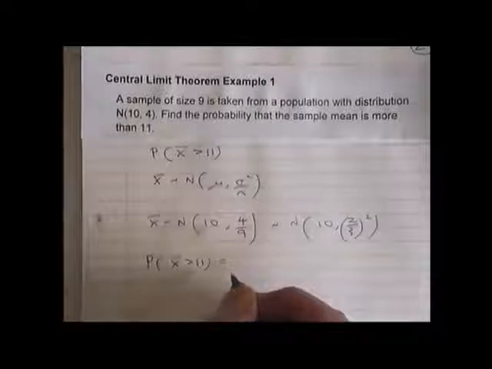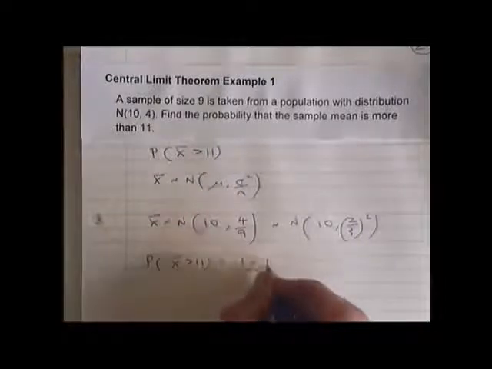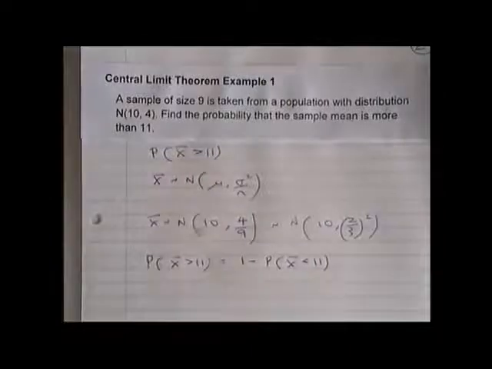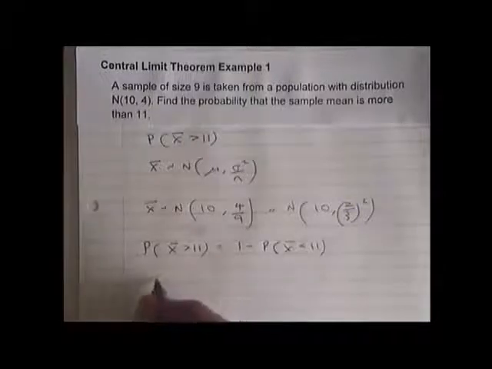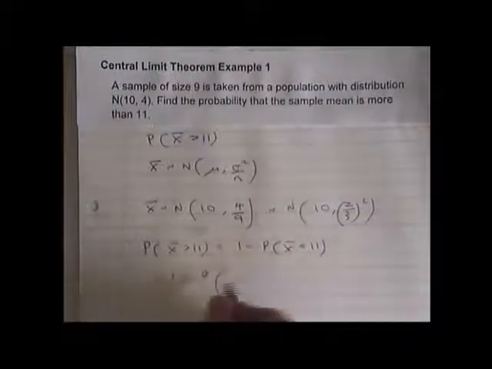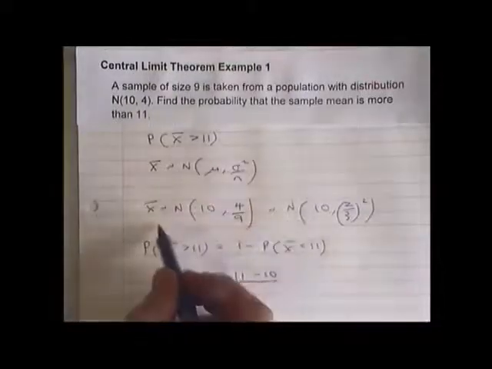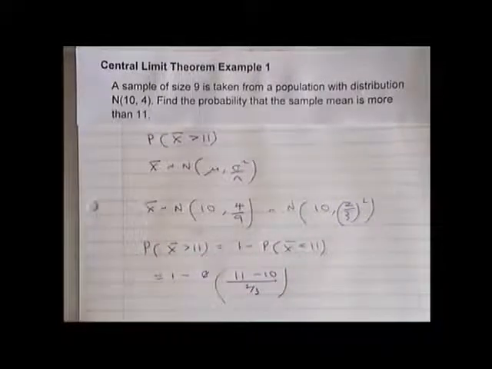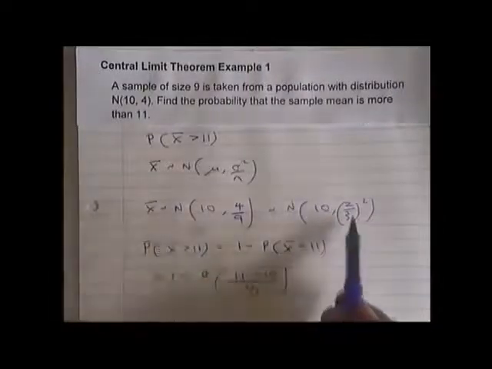What do you think you do next? Yeah, we don't like greater than, just like normal. So we will just turn it into a less than. Then you just do it normally. So it's 1 minus phi of x is 11, mu is 10. The standard deviation you are using for x bar is 2/3. This is a probability concerning x bar, so we're using x bar's mean and x bar's standard deviation here.